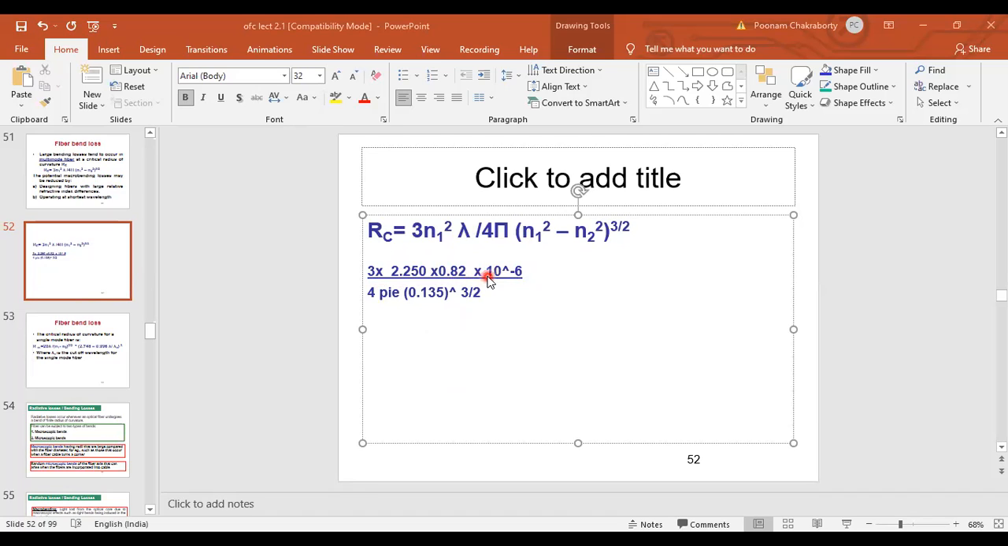Lambda is 0.82 into 10 raised to minus 6 upon 4 pi. I could not get the symbol right now. So 4 pi n1 square minus n2 square comes out to be 0.135 raised to 3 by 2. Numerator and denominator. So 10 raised to minus 6, you can keep it separate. We will take it in micrometer itself and you try to solve it. Now see if you are getting it.